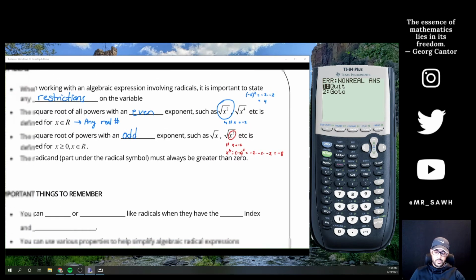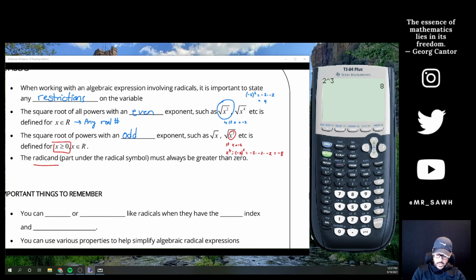So when you think about the restriction here, this only works if x is already a positive number. For example, 2 cubed gives me positive 8, which I could square root, or if x is 0. But if x is a negative value, it does not work. I can't square root negatives. The key here is the radicand must always be greater than or equal to 0. Whatever the expression is, if your radicand is negative, you can't square root it.